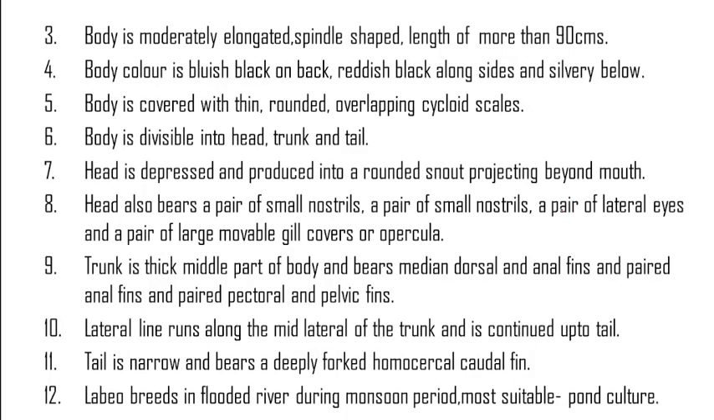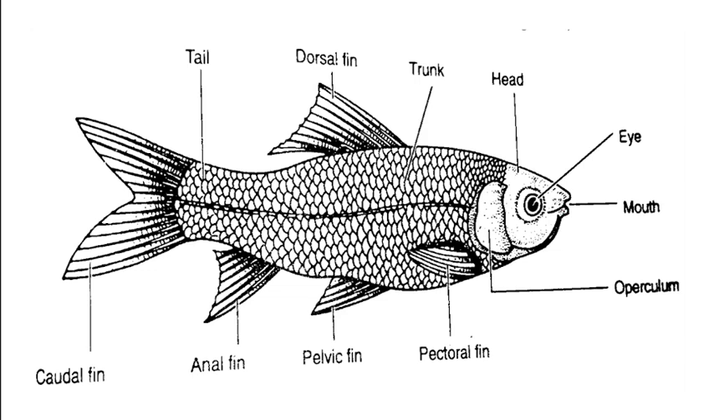Next is Rohu. This is how it looks. This is the diagram. This is the mouth, eye, head, trunk. This is the dorsal fin. This is the tail, caudal fin, anal, pelvic fin, pectoral fin, and this is the operculum.